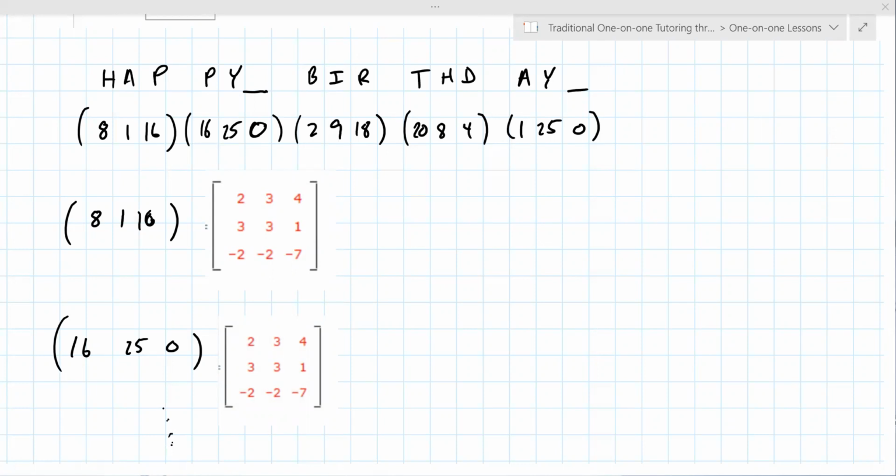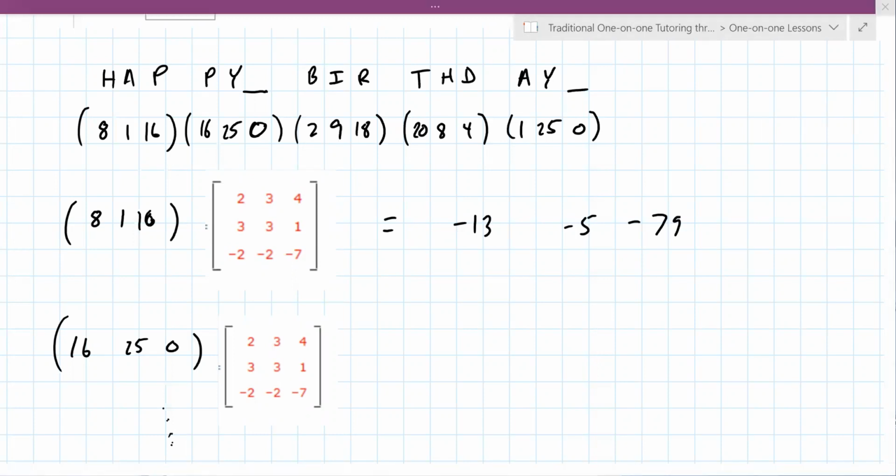So like I'll do the first one here. Let me get A entered: 2, 3, 4, 3, 3, 1, -2, -2, -7. Okay, so that's A. Then you're going to do your 8, 1, and 16 times A, and that gives you, well, that's not good, -13, -5, -79. I guess it is okay because it just wants the numbers. Let me just double check here. Yeah, so you do this for each of these.